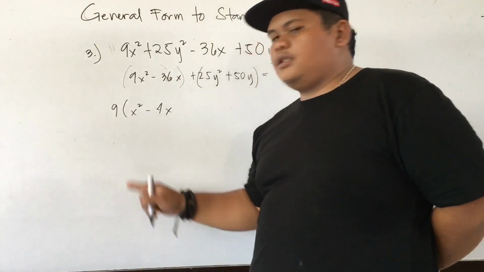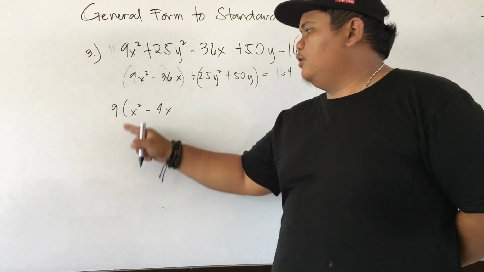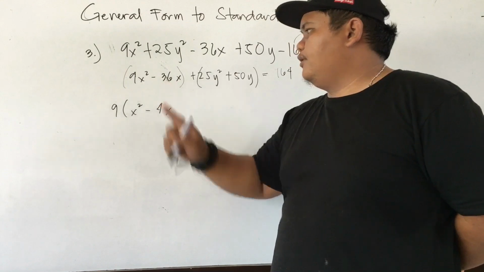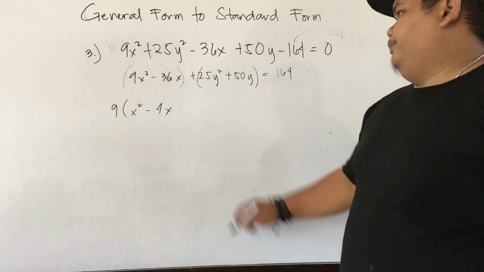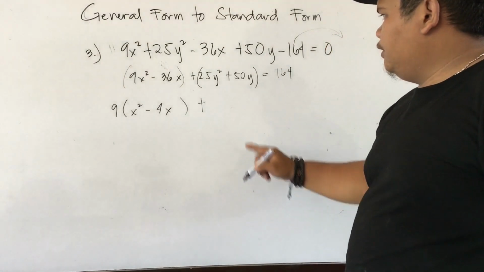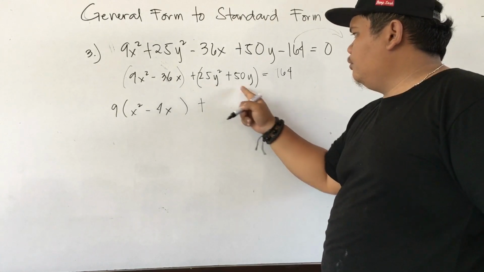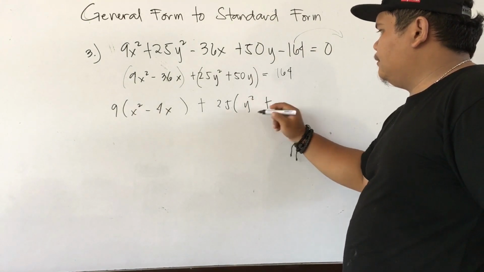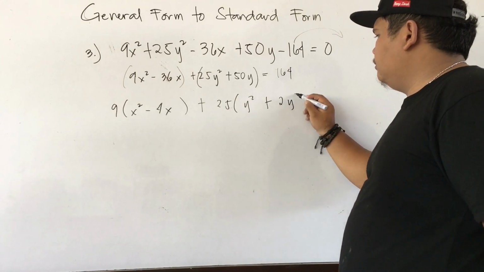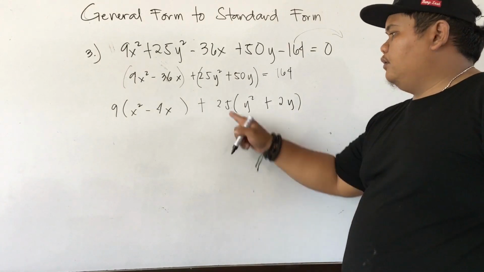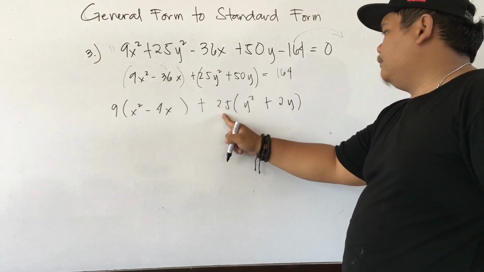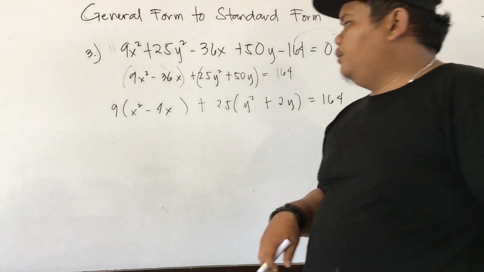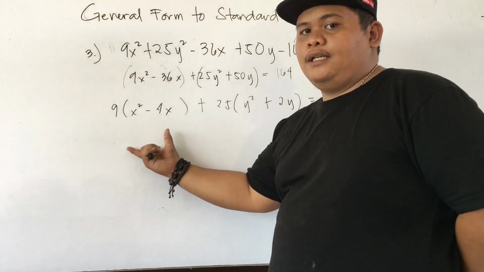4x. Now, to check if the factor is correct, we're going to multiply it back. So 9 times x squared is 9x squared, 9 times minus 4x is minus 36x. Then, we have here 25 and 50. So the common factor between these two numbers is 25. So we have here times y squared plus 2y. Okay, so let's check if the factor is correct. So 25 times y squared is 25y squared. 25 times 2y is 50y. Since we get the factors, we can now complete the squares.